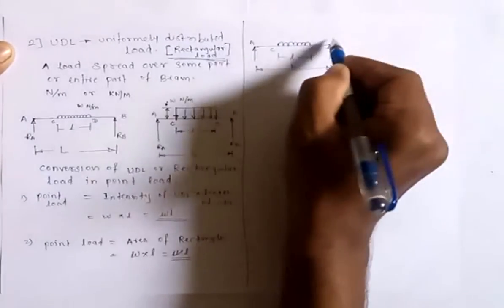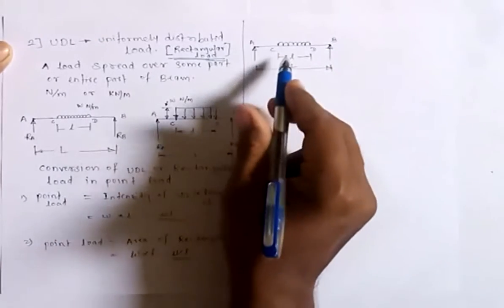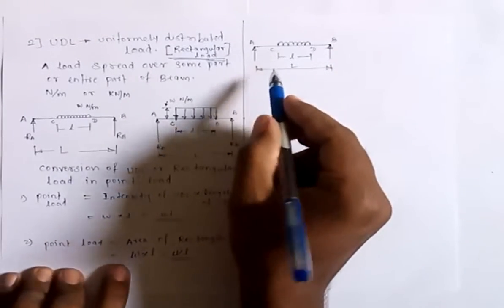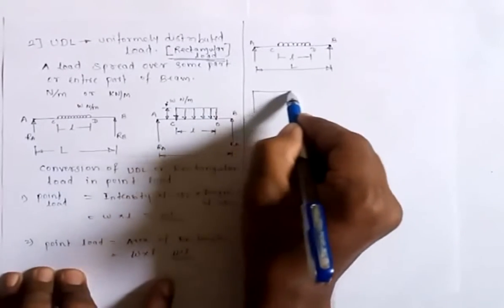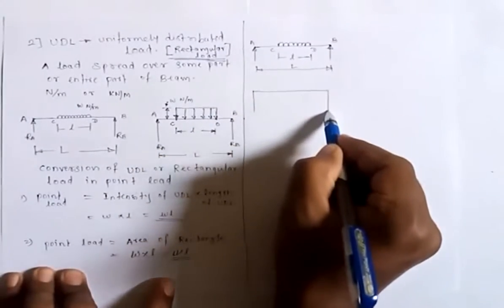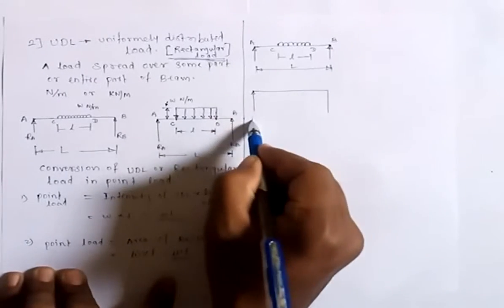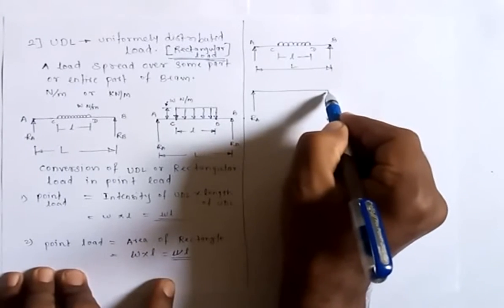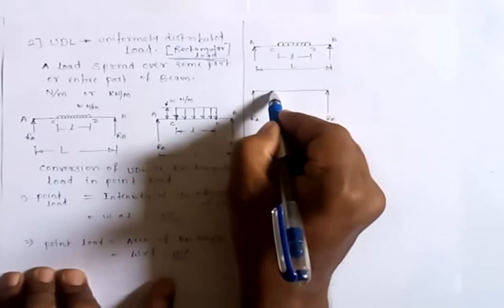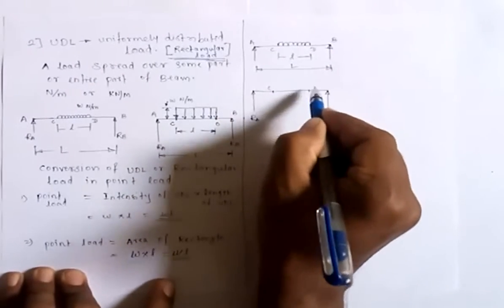This is A, this is B. So for this UDL shown over here, the free body diagram will be like this. This is beam AB having two support reactions. So this is reaction RA, reaction RB. Then this is point C, this is point D.